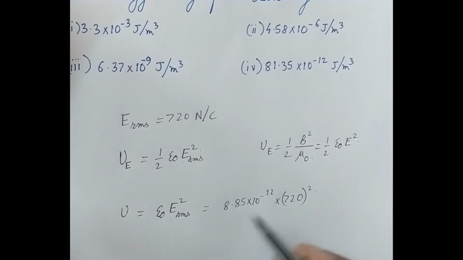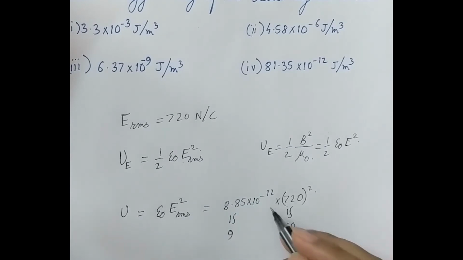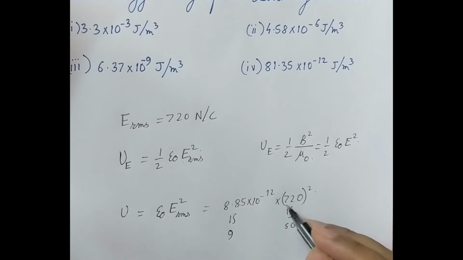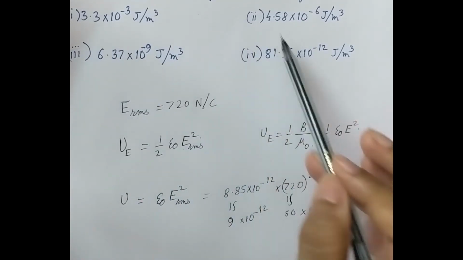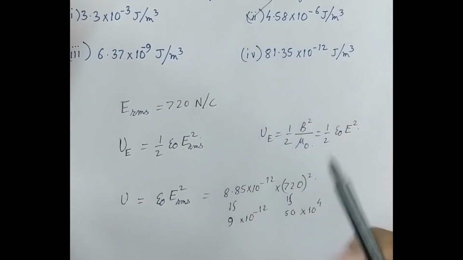Now in a competitive examination, you don't need to calculate it in detail. You can roughly go: 7 square is 49, so 720 square should be somewhere around 50 into 10 to the power 4. Multiplied with 8.85, I can approximate that as 9 into 10 to the power minus 12. Now if you just multiply 9 into 50, it would go somewhere around 45. So there's only one option that matches this. So the correct option is option number 2.